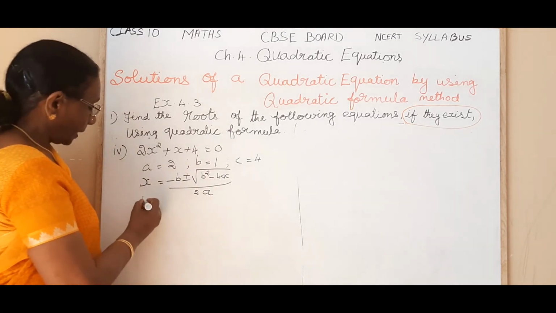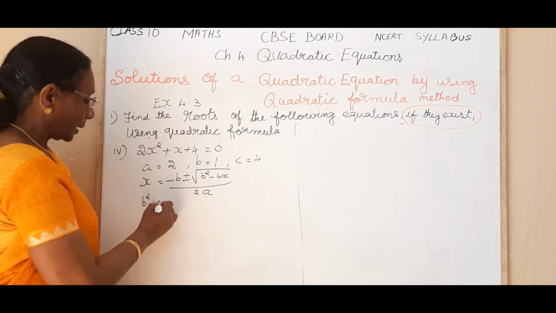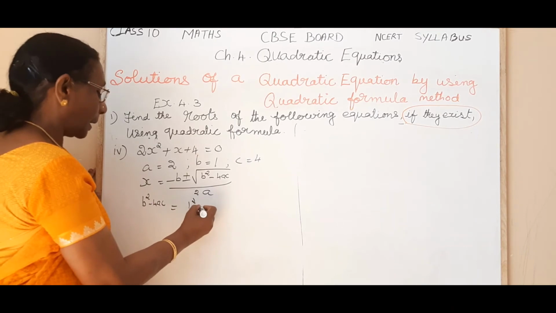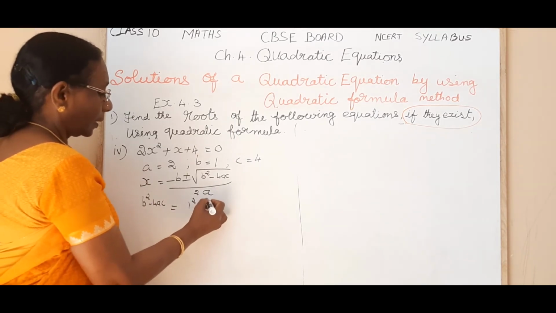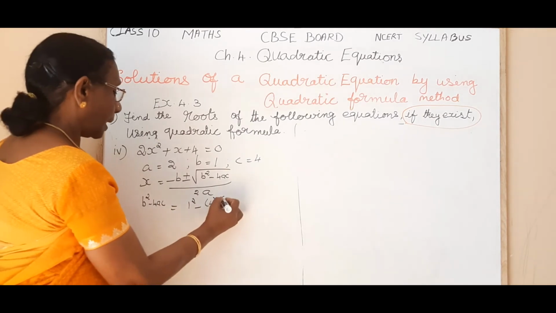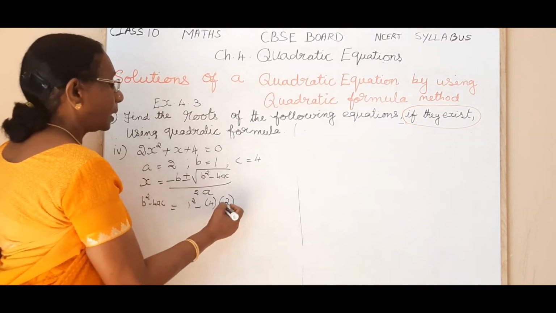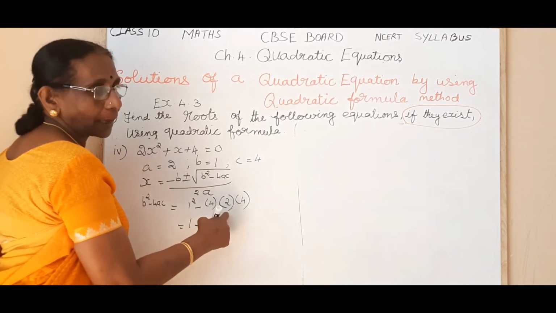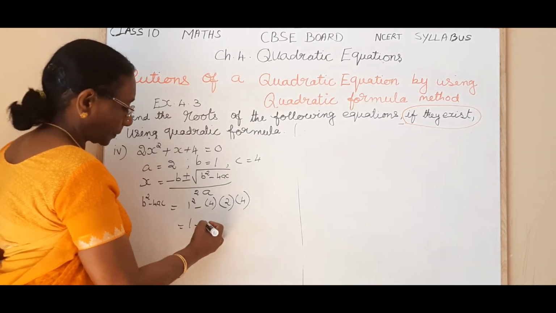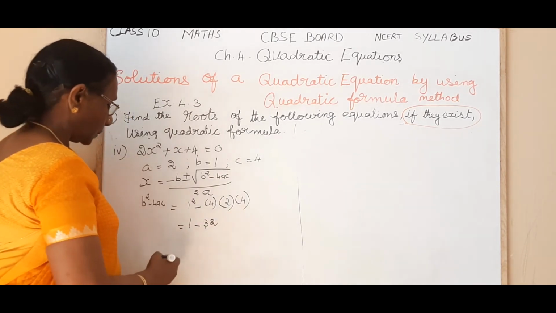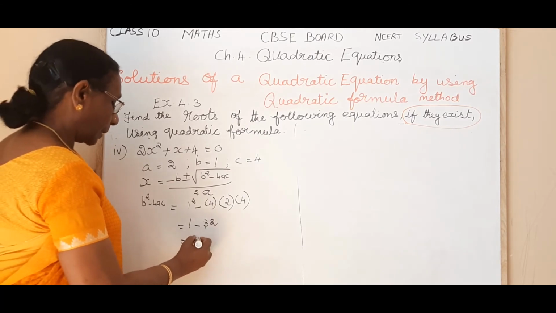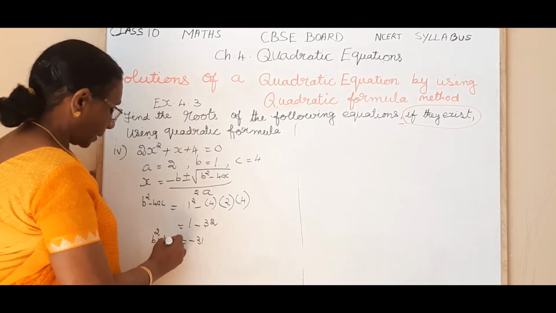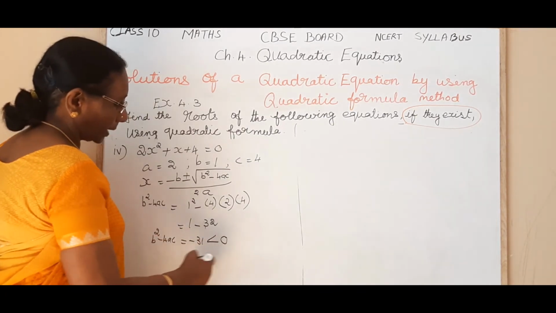Okay, now you find b square minus 4ac. b square is what? 1 square minus 4 into a, which is 2, and c, which is 4. So 1 minus 4 twos are 8, 8 fours are 32. So what do you get? Minus 31. So b square minus 4ac is less than 0, that is negative.